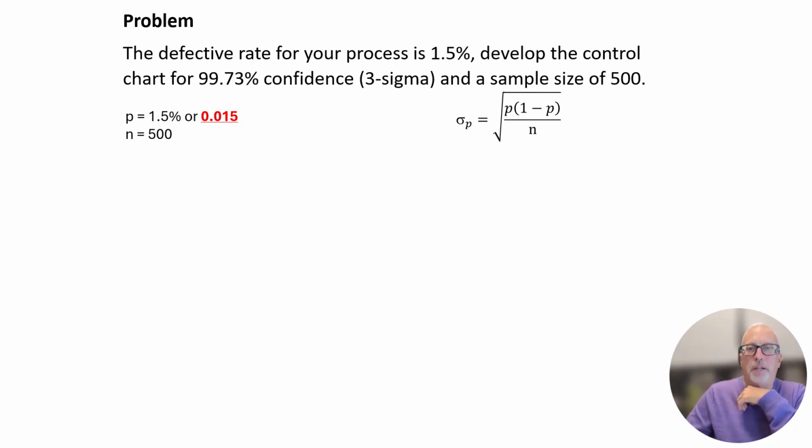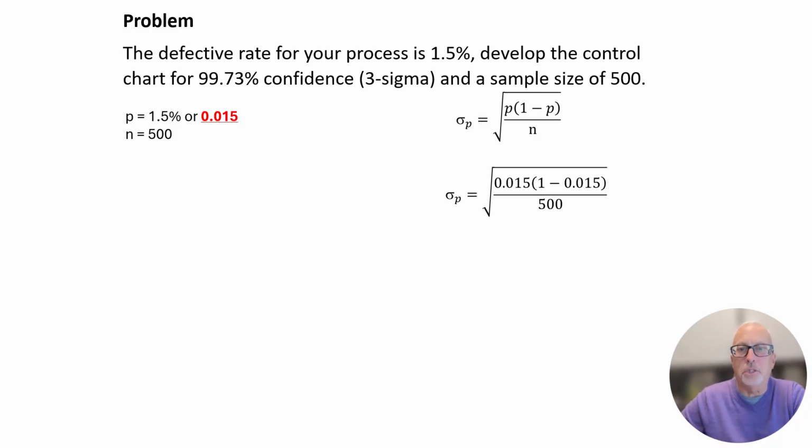So there's our formula again. We substitute in, there's the 0.015, and then 1 minus 0.015, divided by N, which is 500. This is the second mistake students make, which is the square root of that entire operation. Students will often either only take the square root of the top, or they forget to take the square root altogether. So if you do this correctly, the standard deviation of our process is 0.01.